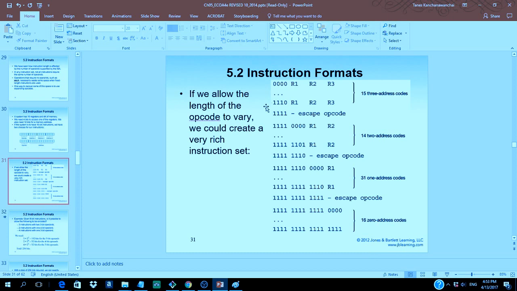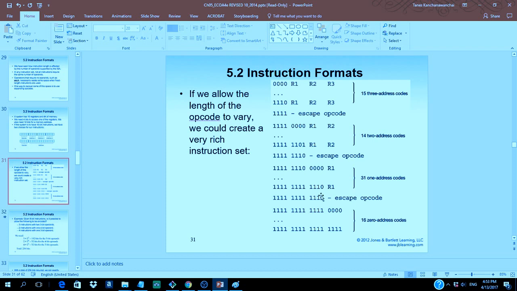Oh, to separate the sections, right? When you start with 1111, those are two address codes, right? So the first one is three memory addresses or three registers loaded. The second one is two registers. And this escape, like when the first bits are ones, those are for one register address code.